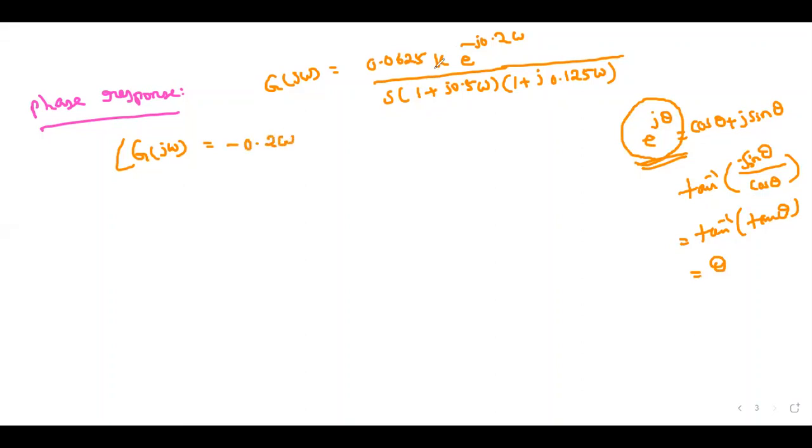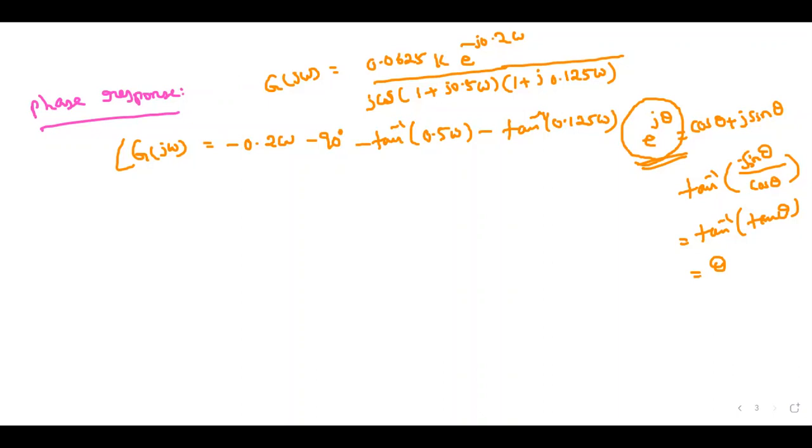Very good. That's it for the numerator. Then come to the denominator. J omega gives minus 90 degrees, minus tan inverse of 0.5 omega, minus tan inverse of 0.125 omega. Done. Now we have the equation.